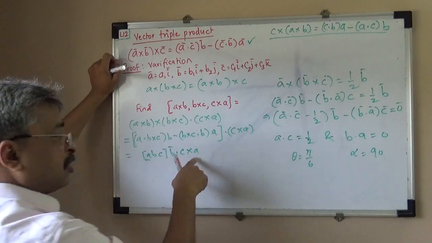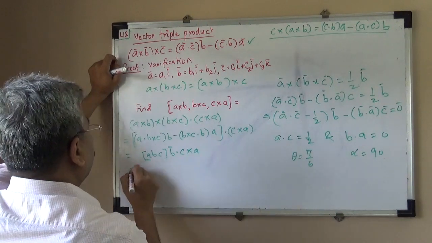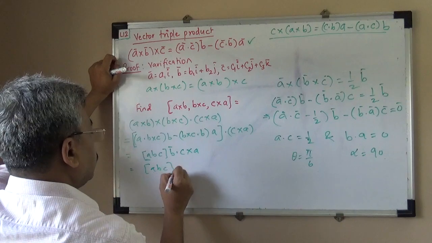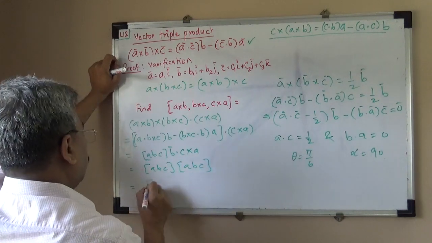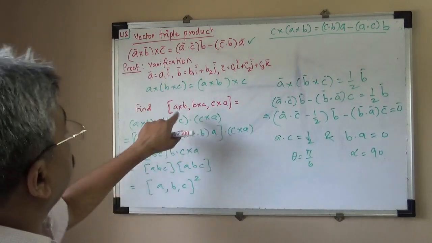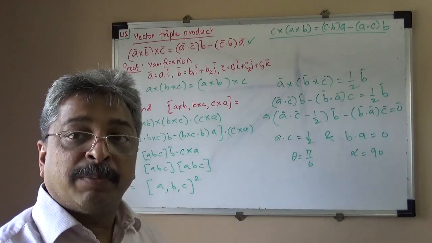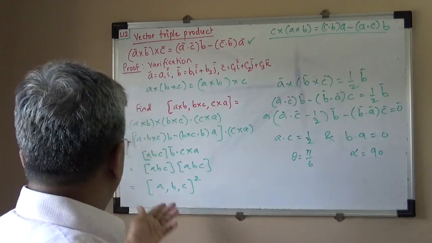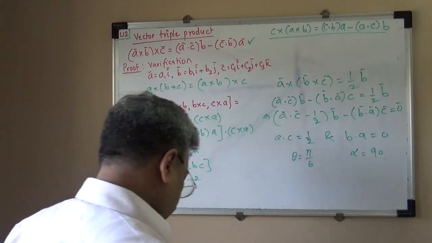B dot C cross A is A dot B cross C. Therefore this is equal to, box ABC is a scalar and this is yet another box ABC. Therefore this is equal to box ABC square. So this is an important identity. The box product of A cross B, B cross C and C cross A is the square of the box product of ABC.